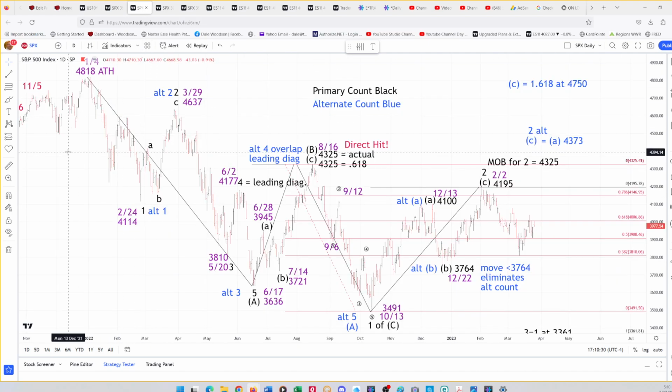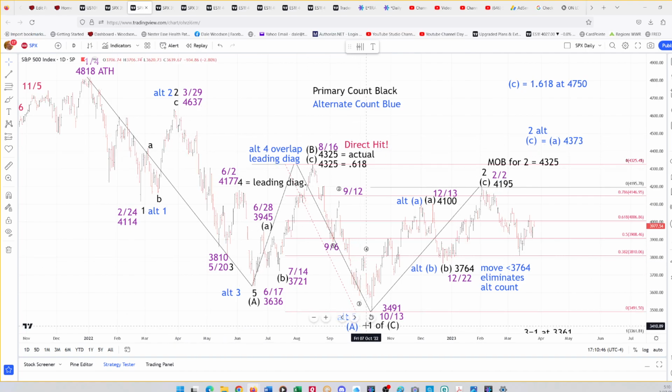Now we're going to look at the daily. Okay, this is the all-time high. Again, there's A down in parentheses, primary degree of trend. There's B up. There is 1 of C down. There is 2 of C up right there. I want to show you guys the alternate count in blue.